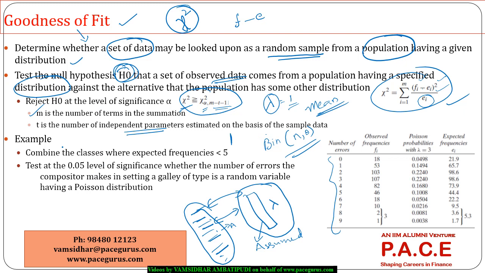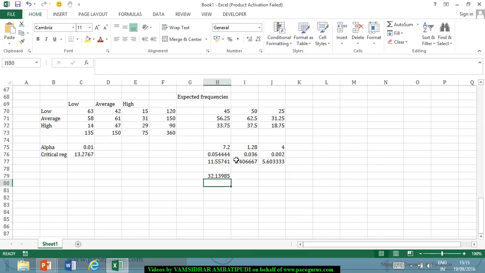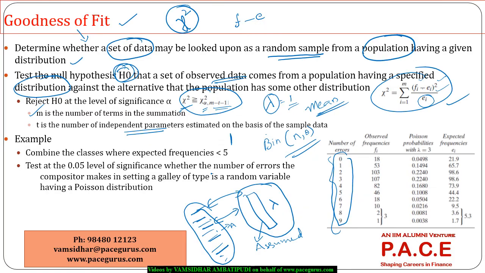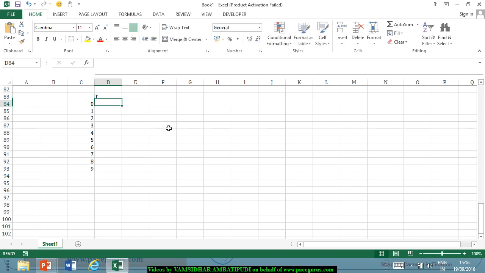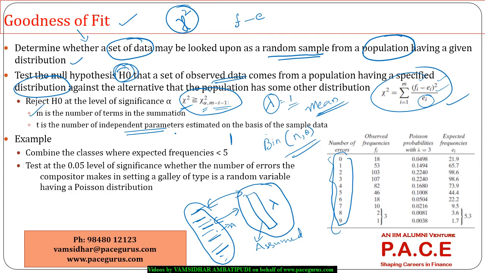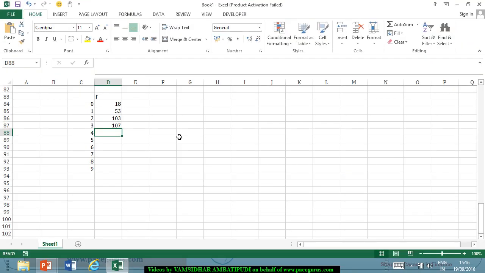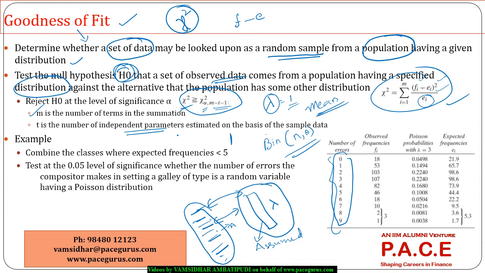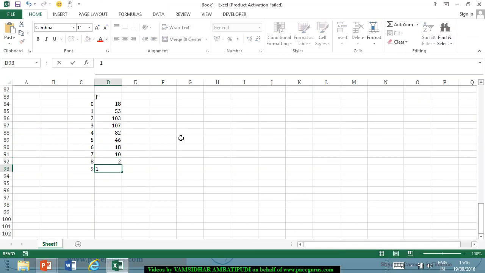Now from here, they are trying to assess the number of errors 0, 1, 2 to 9. The observed frequencies are known, which are my F's: 18, 53, 103, 107, 82, 46, 18, 10 to 1. So these are the observed frequencies.